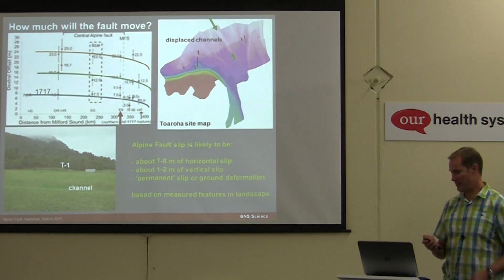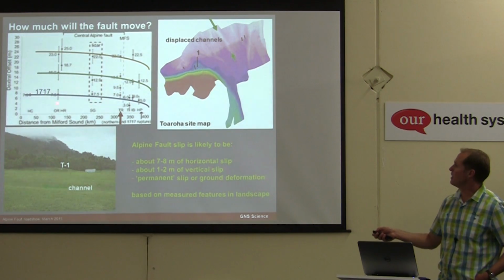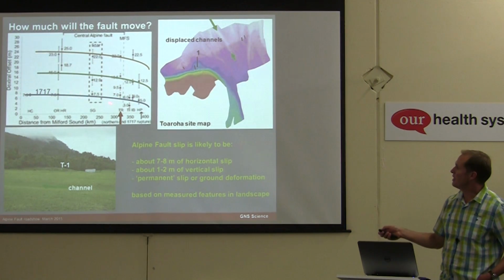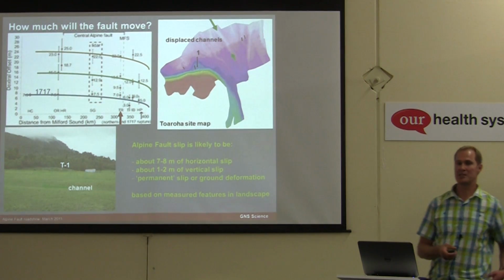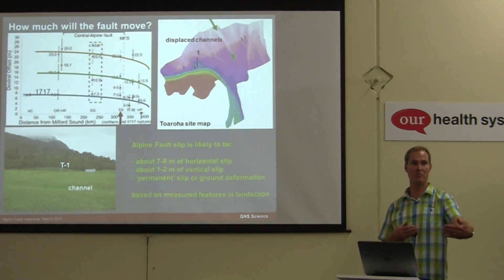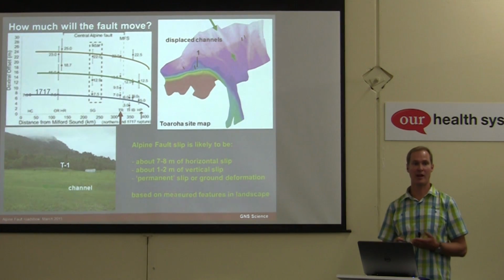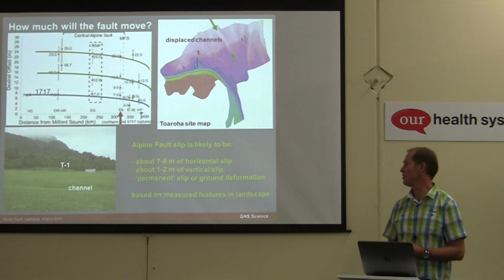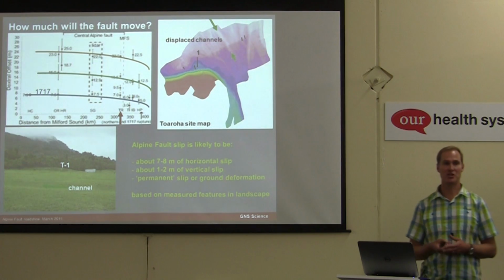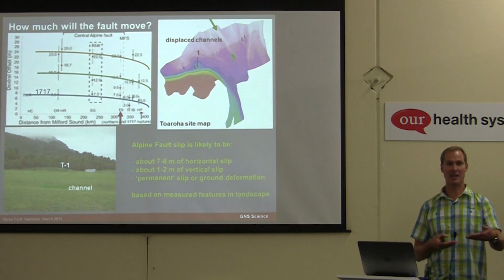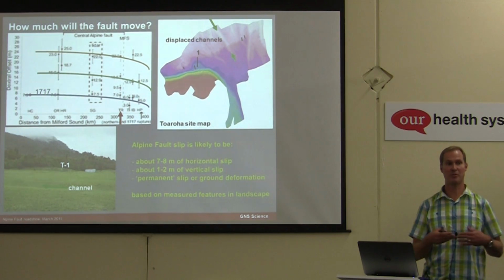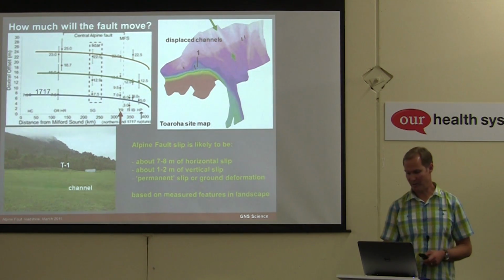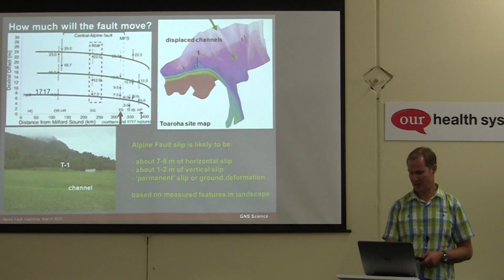So in the next Alpine Fault earthquake, as we've seen from up and down the west coast, here's a diagram, here's Tairua River, there will be about 7 to 8 metres of horizontal movement in the next Alpine Fault earthquake and about 1 to 2 metres of vertical movement. This deformation is permanent. Once it happens, it stays there. It doesn't wobble back to where it was before. So the ground will leave a permanent record of that deformation.